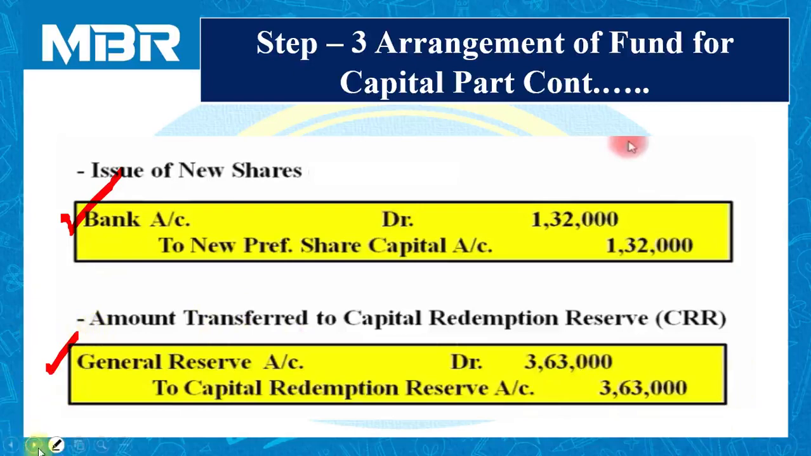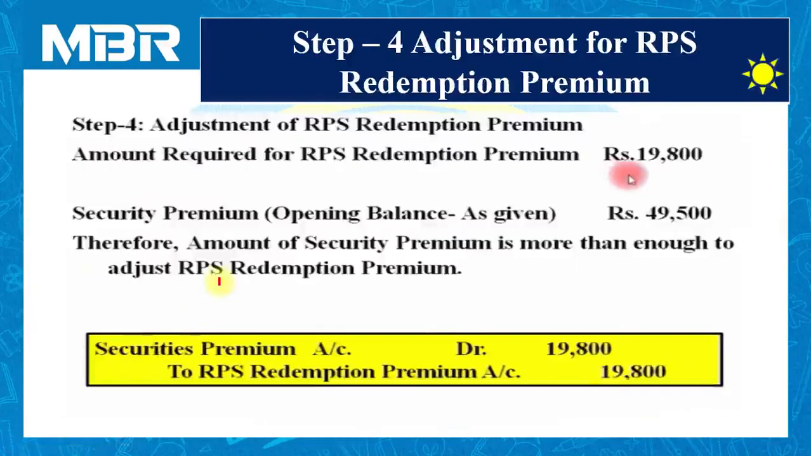Now it is time to arrange or adjust the RPS redemption premium. As you all know, for the purpose of RPS redemption premium, we have to utilize the security premium account first. If the amount of security premium is not available to us, we can utilize the credit balance of the profit and loss account. So before the solution of any problem, it is necessary for you to check the situation first.